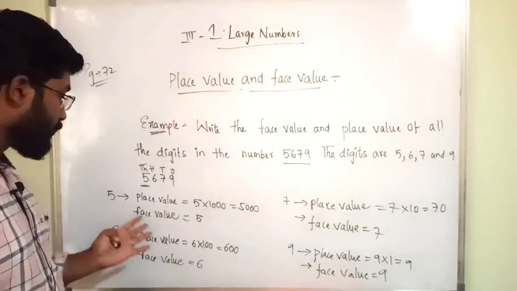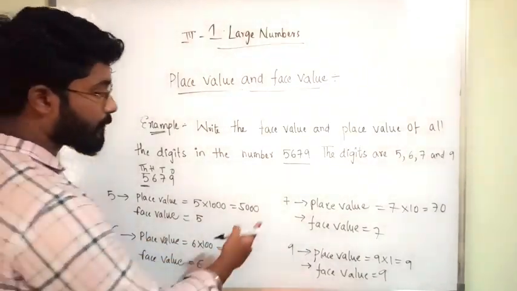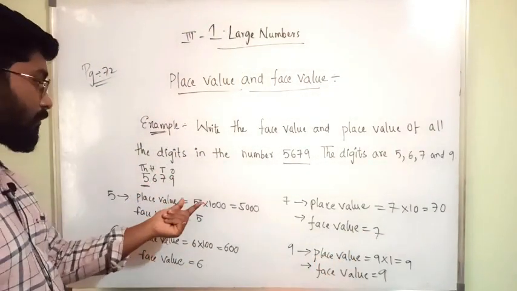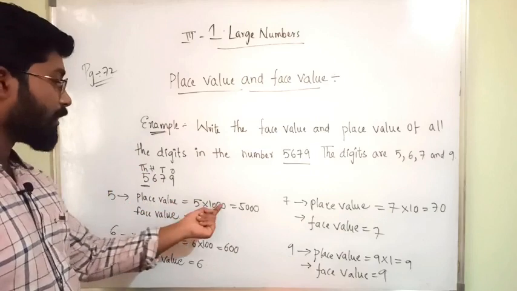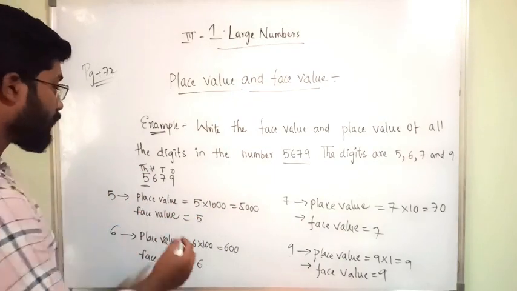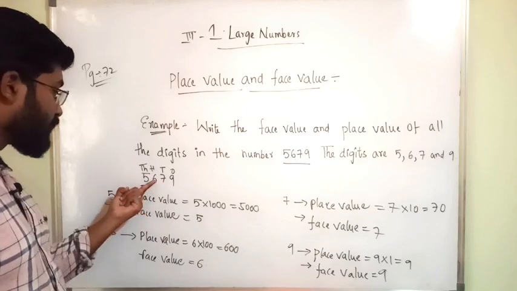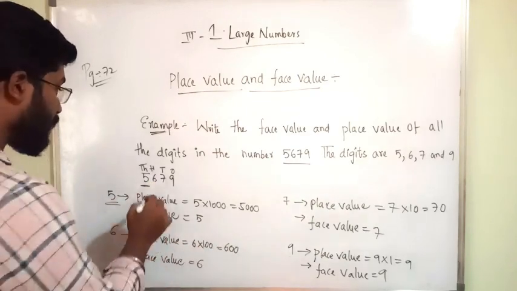For 6 face value is 6, for 5 face value is 5, for 7 face value is 7. But the place values are changing. 5 is in thousands place now, so 5 into 1000, 5000. This is the place value of 5. And place value of 6: 6 is in which place? Hundreds place. 6 into 100, 600.